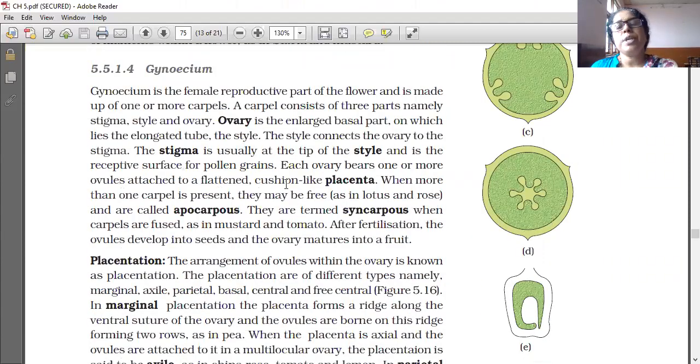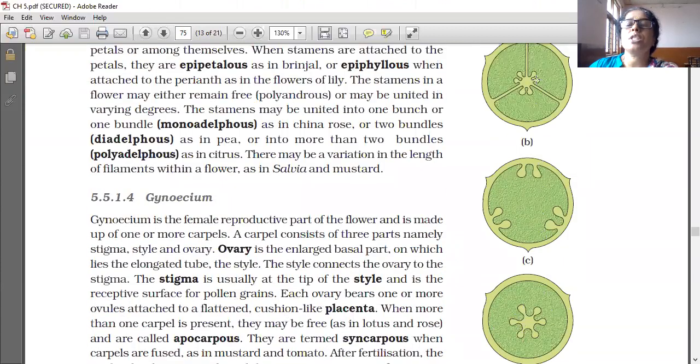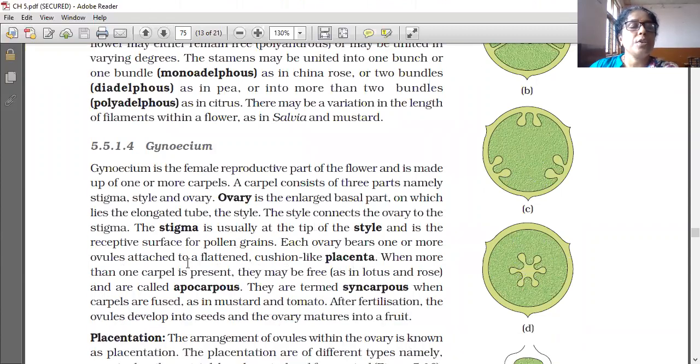Each ovary bears one or more ovules. This is the ovary structure. These are the ovules shown here, in this central structure. The ovules are attached to the ovary by a cushion-like structure called the placenta. This is the placenta.